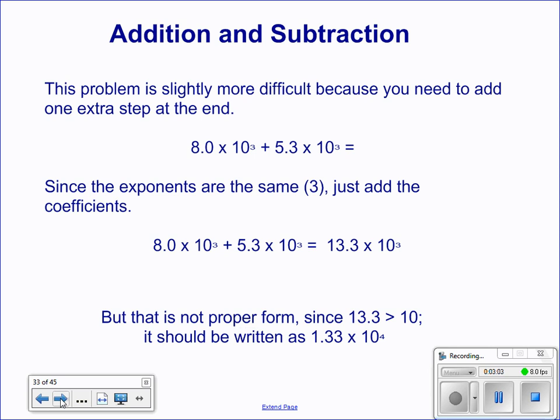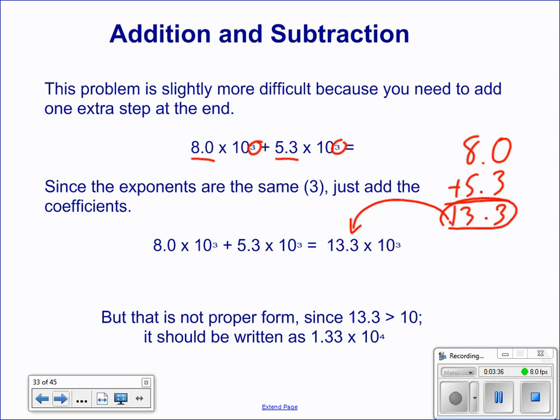Here's another example. This one has an additional step involved. This problem is only slightly more difficult because you have to add one extra step at the end. Same type of problem, we're going to add 8.0 and 5.3 together. 8.0 plus 5.3 comes out to be 13.3, right? It's still times 10 to the third. That's not changing. We have the same exponents, so we can add or subtract them easily. We keep that same exponent. It's still 10 to the third. It's not 10 to the sixth.